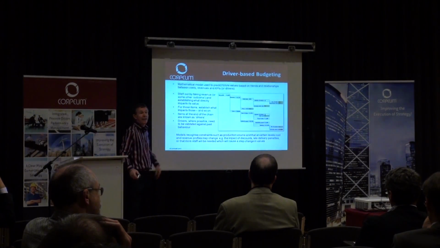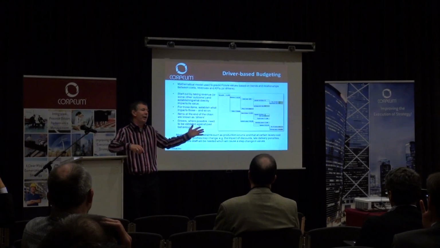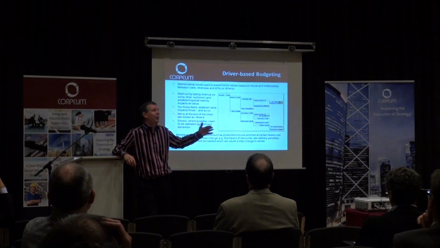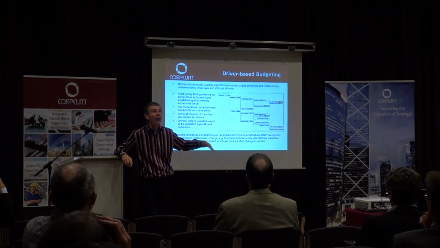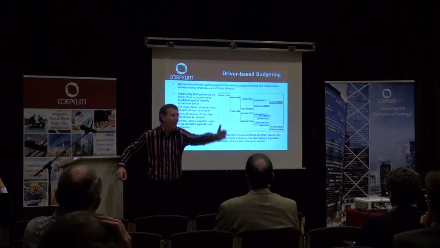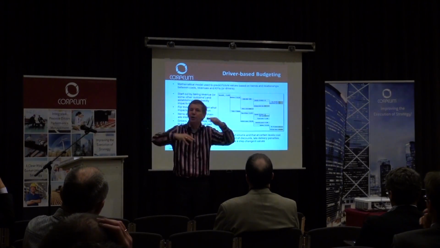These models also recognise things like constraints, so you can't keep producing till the cows come home because there's going to be a limit on what the production facility can do. Or at which point you then have to go to a new production facility, so there's a step change in cost.